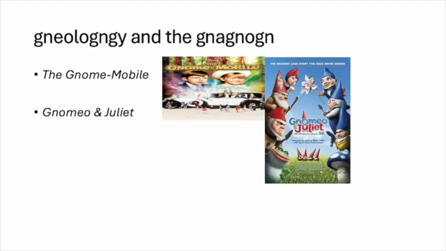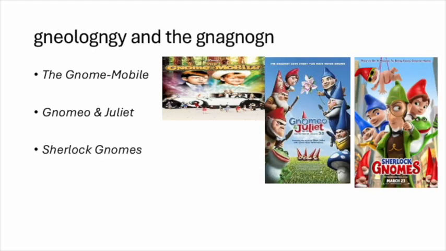And because I mentioned it a bit before, I want to talk a bit about neology and the gnanon, which is the gnome theology and the gnome canon. So first we have the gnome mobile. As a human, you might be used to theology and canons being contained within books. All the gnome theology is within films. So after the gnome mobile, we have Romeo and Juliet, and we have Sherlock Gnomes.